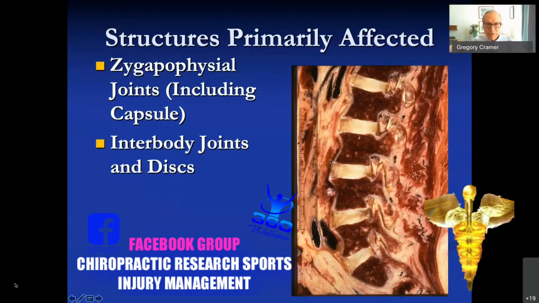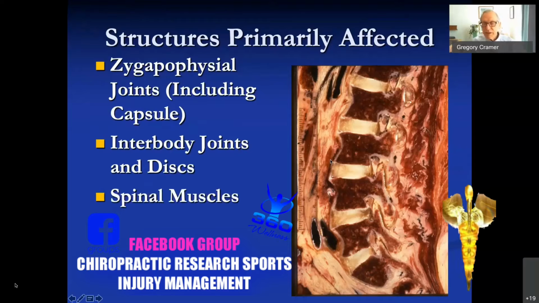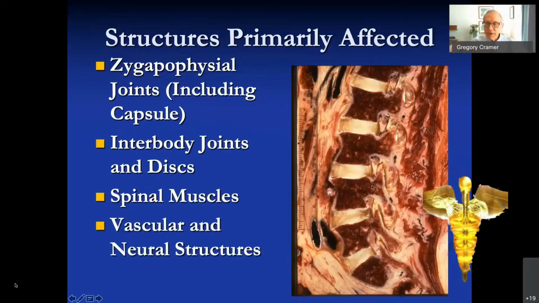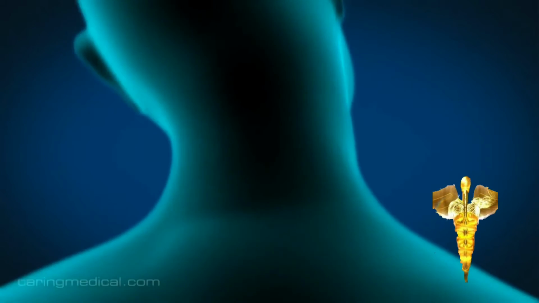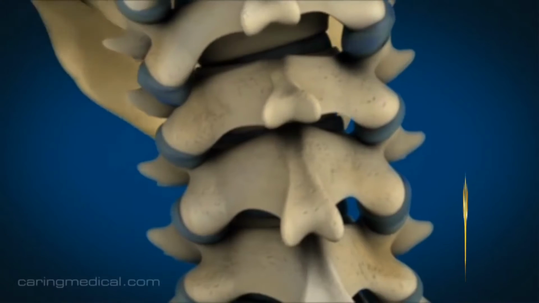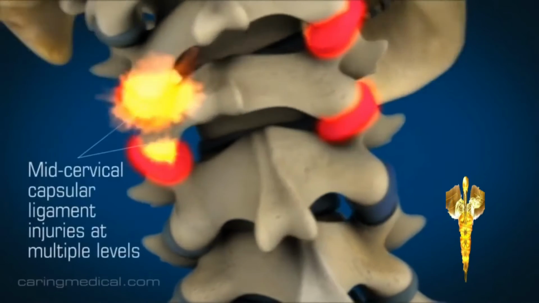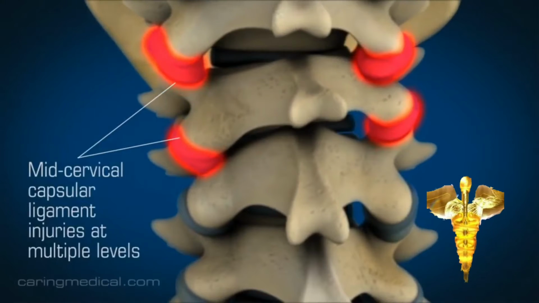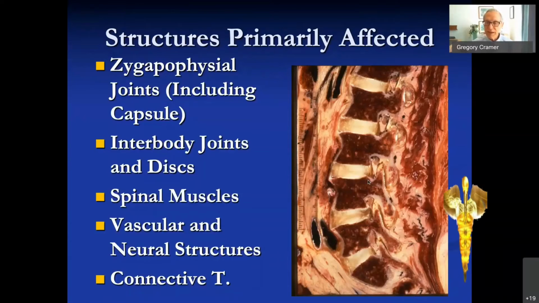Spinal muscles obviously are receiving the forces. We'll talk about how the muscles can be affected through reflexes, spinal reflexes, a little later as well. And then vascular and neural structures within the intervertebral foramen are affected by these forces. And then finally, connective tissue, which is a very hot topic in research during the past 10, 15 years, that connective tissue system that is completely interwoven throughout our bodies is also influenced by manual procedures.